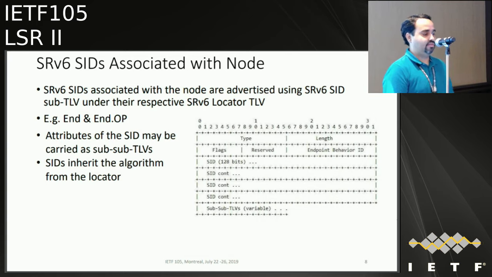Next we have the SIDs associated with the node, like the End SID or the End.OP SID variants, and they are advertised as sub-TLVs of the SRv6 locator TLV. The SIDs inherit the algorithm from the locator. So this part is very similar to ISIS.